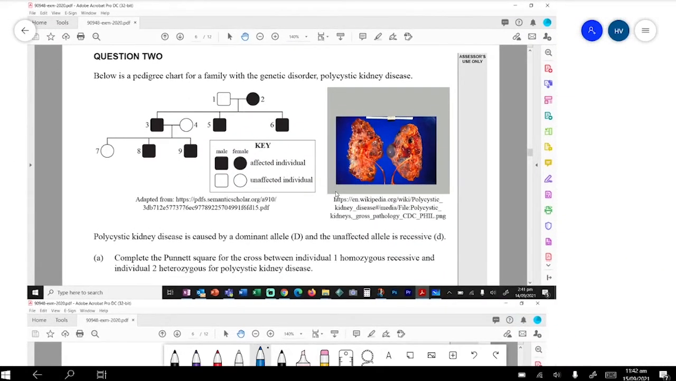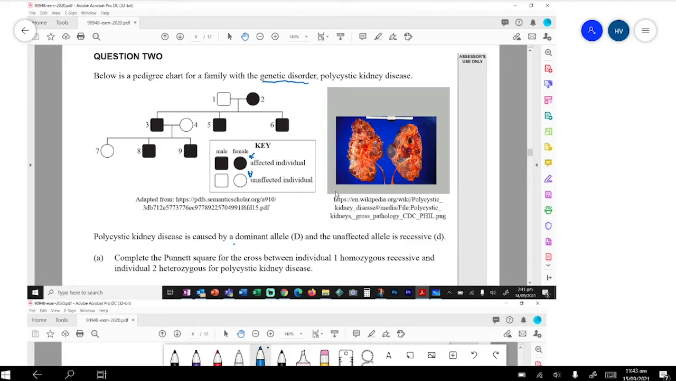Okay guys, so here we have question 2 of 2020. Below is a pedigree chart for a family with a genetic disorder, Polycystic Kidney disease. Poly means a lot, and you can see all of these cysts on the kidneys. It looks like a terrible, terrible disease. It's a genetic disorder, so it means it's passed on through the genes. When you are affected, you are colored in black. When you are unaffected, it is not colored. So, in this case, the mom was affected with polycystic kidney disease. The dad was not.